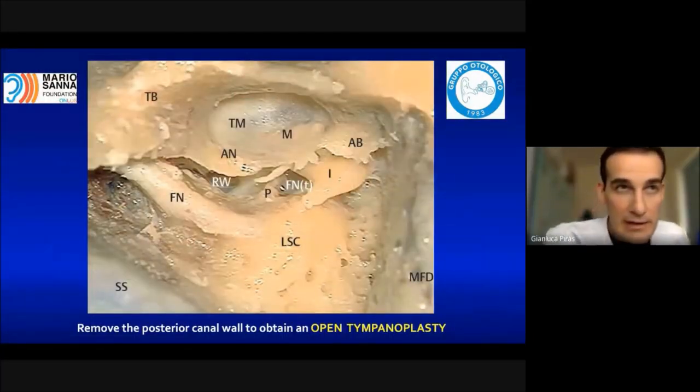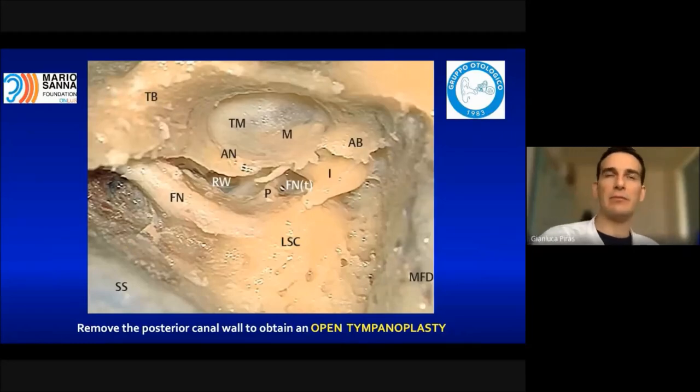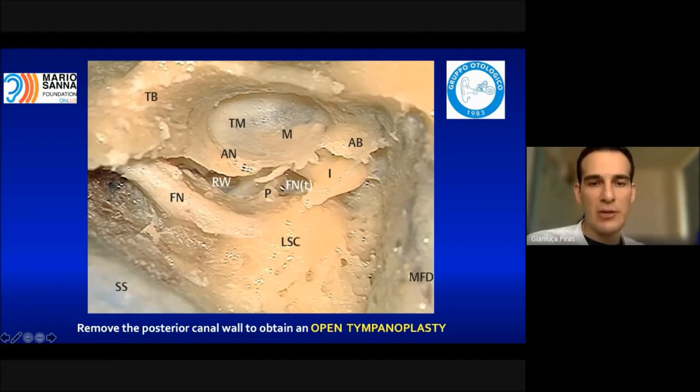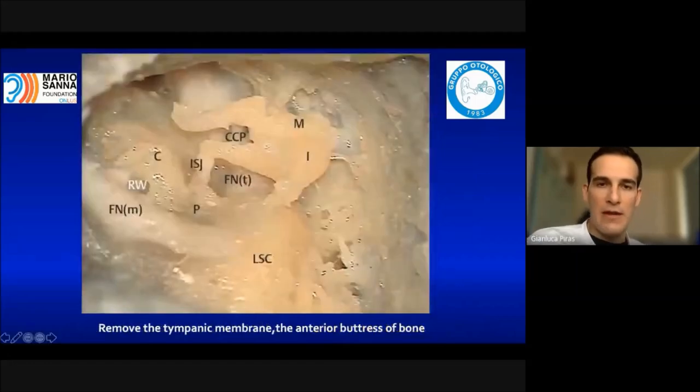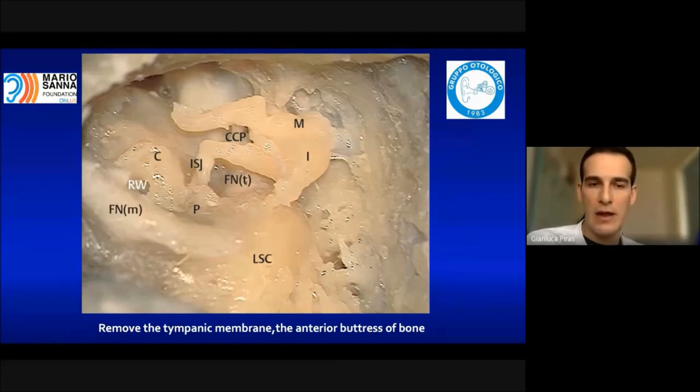But then let's go back to the dissection. We started with a canal wall up tympanoplasty. Now we go to a canal wall down tympanoplasty, which essentially is the removal of the posterior canal wall. You see how intimate the relationship is with the posterior canal wall, which has been removed here. That's an old-fashioned picture, but it's effective because even if it's old, you can understand the anatomy. So you understand the relationship between the posterior canal wall and the third portion of the facial nerve, again the lateral semicircular canal, the genu with the pyramidal eminence, and then the tympanic portion of the facial nerve after the second genu. You can elevate or remove the tympanic membrane, and again, you can see the relationship with the ossicles, cochleariform process, round window, and so on.